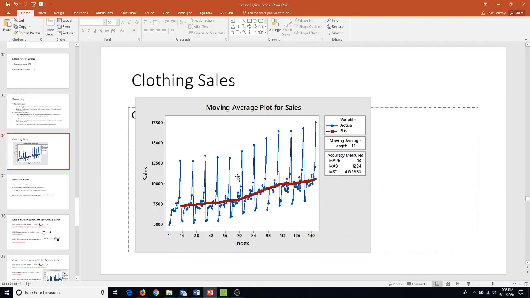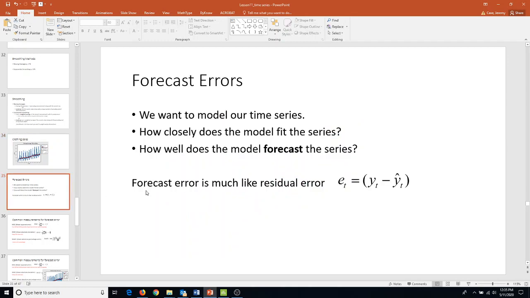So let's take a look at clothing sales. Here I took a moving average of length 12 over the entire year, and you can see how my sales are going up slowly. By taking a moving average of length 12, I'm averaging the entire year to take into account the seasonal fluctuations.